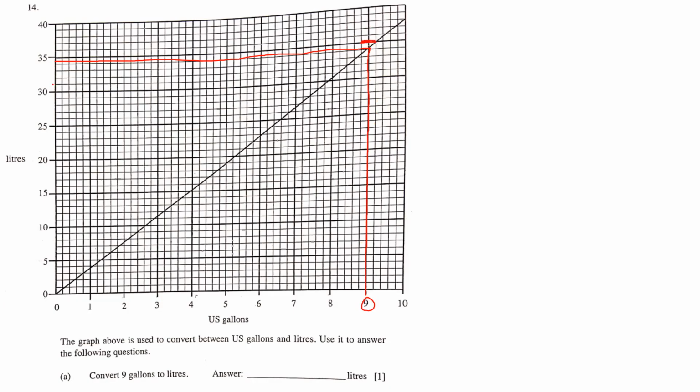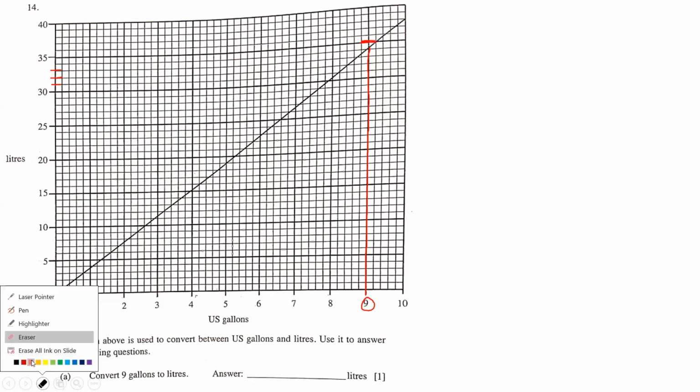It has to be lower than 35, okay? So let's count. This is 30, so this is going to be 31, 32, 33. And this one is what? 34. Okay. And so if we look carefully, this is going to be 34.